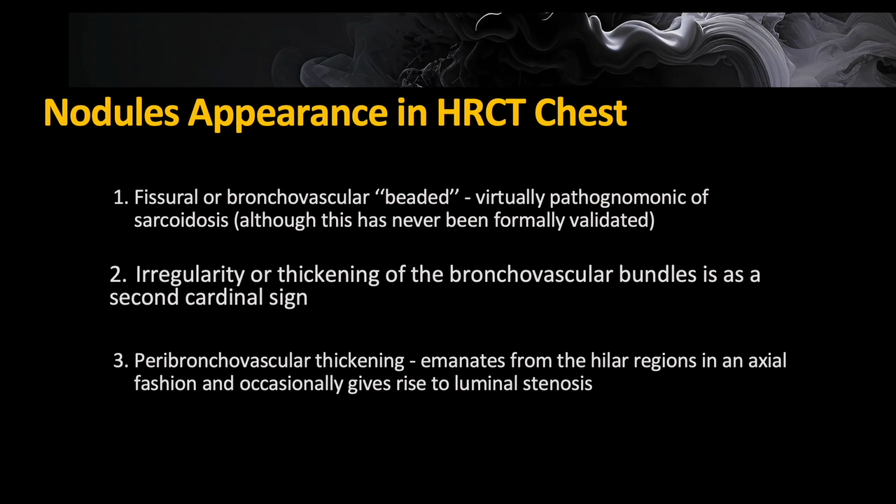So if you talk about the appearance of these nodules again, as I said, they are beaded, bronchovascular or fissural. This is virtually almost always diagnostic of sarcoidosis. A lot of case reports and case studies have talked about it, but obviously there's no formal validation to it, but it is very highly diagnostic, and it causes an irregularity or thickening of the bronchovascular bundles. And this peribronchovascular thickening starts in the hilar region, and then it goes on, and it can also cause luminal stenosis many a times.